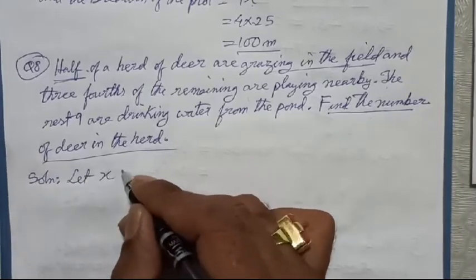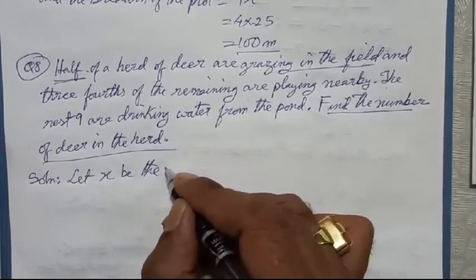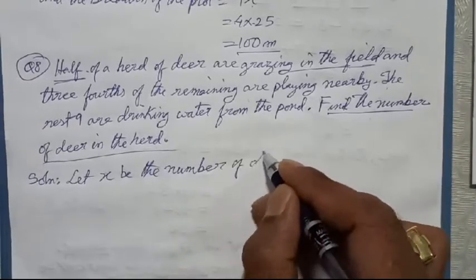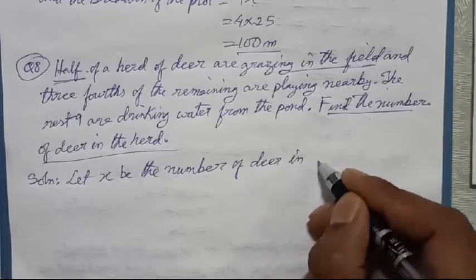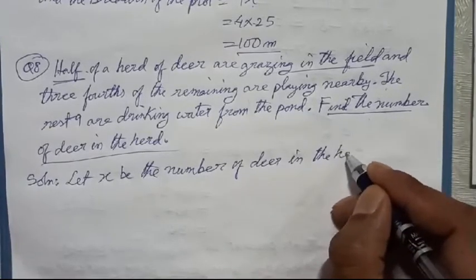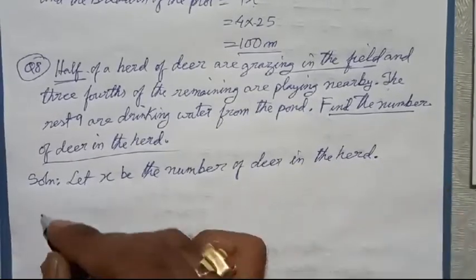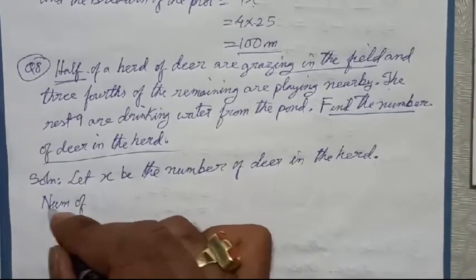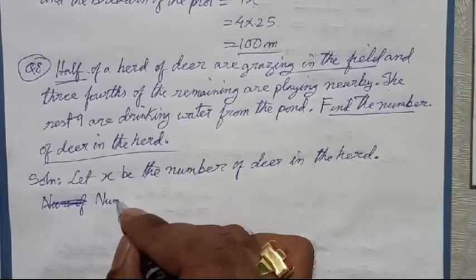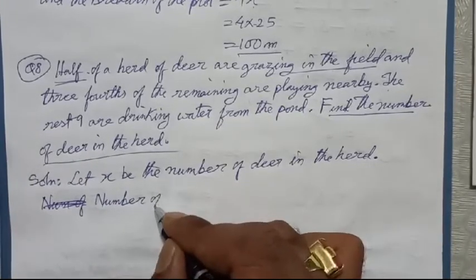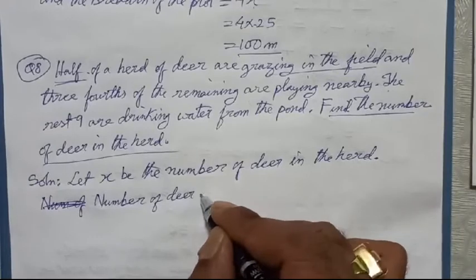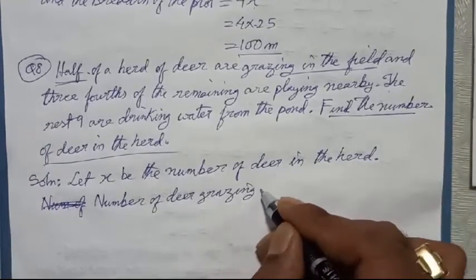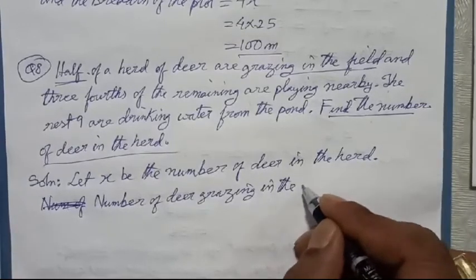Solution. Let x be the number of deer in the herd. The number of deer grazing in the field.